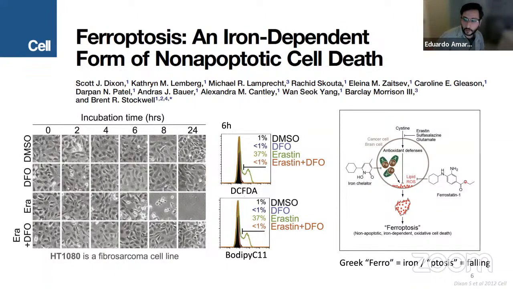And more importantly, when Dixon treated the Erastin treated cells with ferrostatin, which is a lipid peroxidation inhibitor, this compound prevented the Erastin induced necrosis. And because of the need of lipid peroxidation and iron for the induction of this pathway, they named this form of death ferroptosis, which ferro in Greek means iron and ptosis failing. And basically, it characterized ferroptosis as a non-apoptotic, iron-dependent and oxidative cell death.